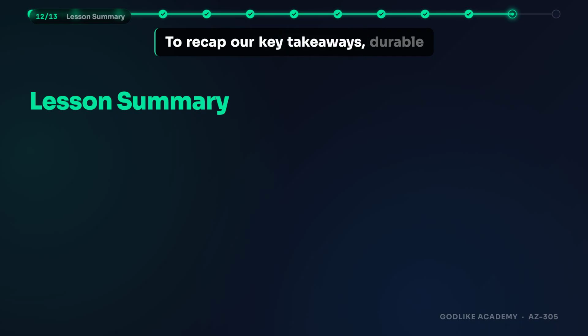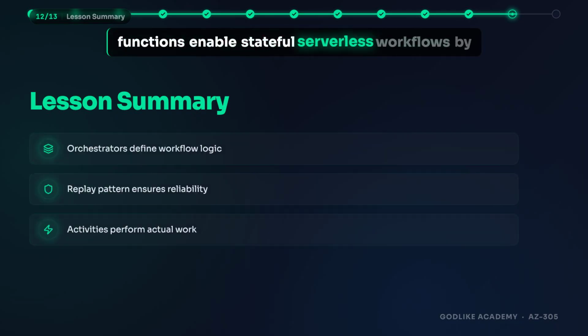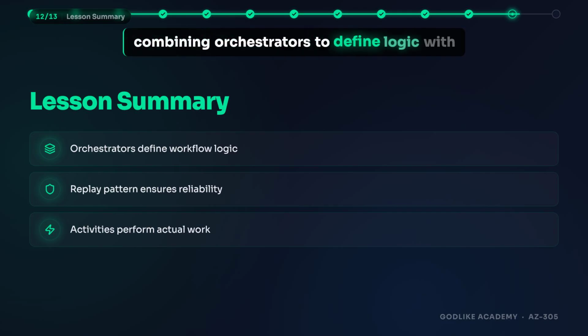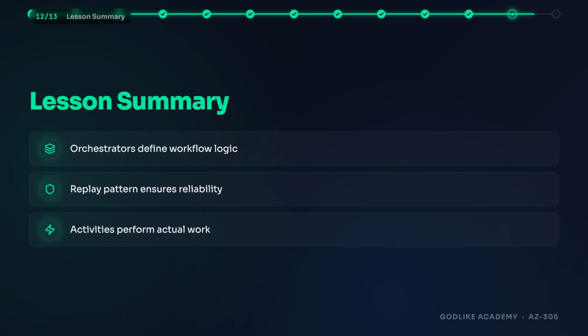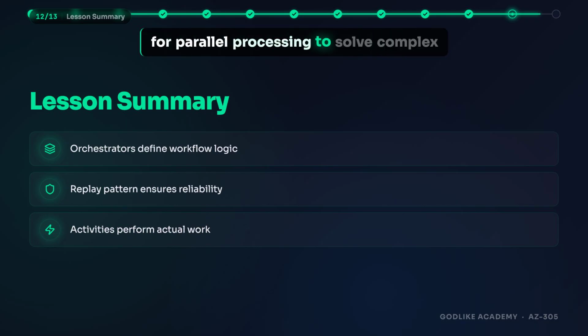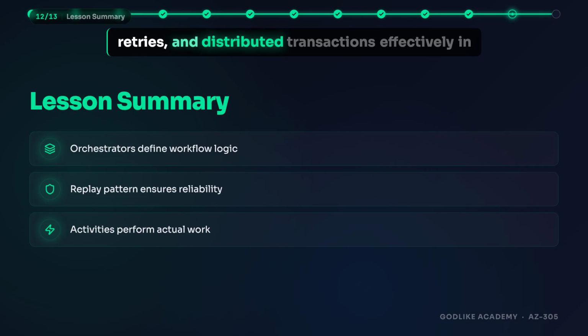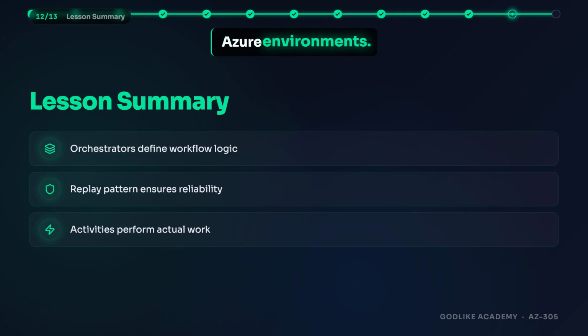To recap our key takeaways, durable functions enable stateful serverless workflows by combining orchestrators to define logic with activities that perform specific tasks. The replay pattern allows these functions to recover automatically from transient failures and manage long-running processes efficiently without external database dependencies. You can leverage patterns like chaining for sequential steps or fan-out for parallel processing to solve complex business problems reliably. Mastering these concepts ensures you can architect robust solutions that handle state, retries, and distributed transactions effectively in Azure environments.